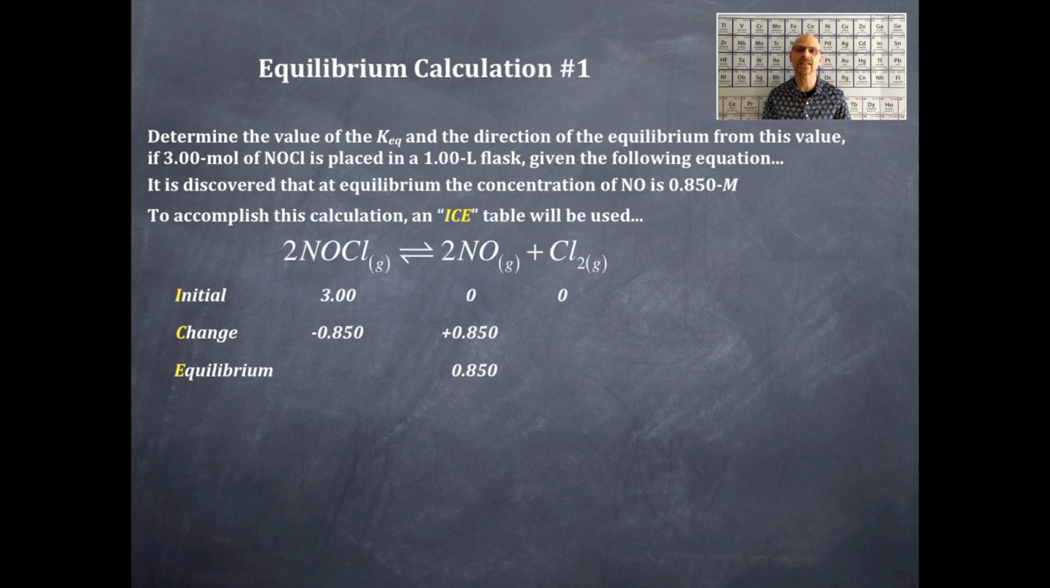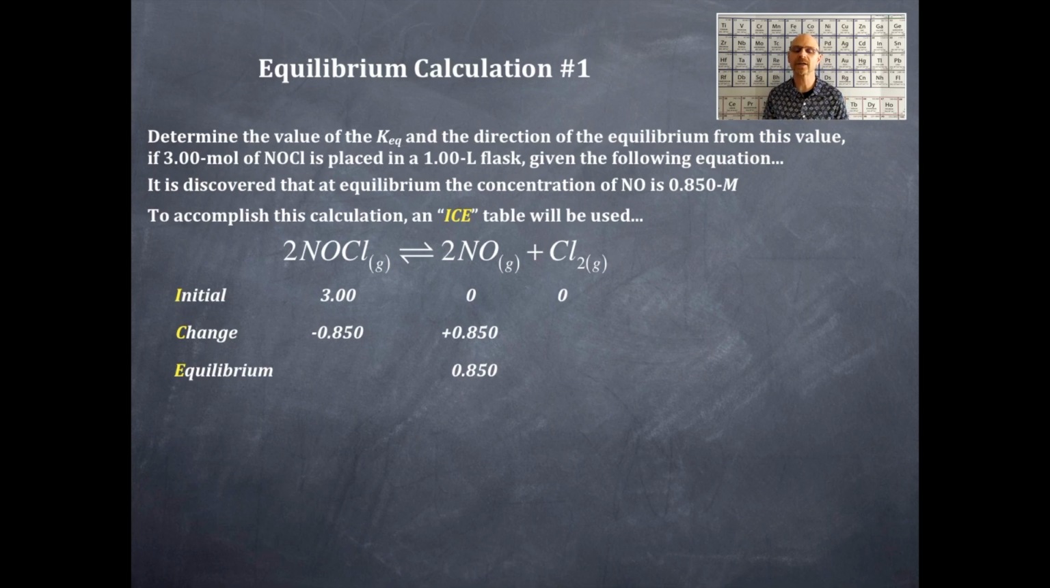That subtraction sign lets me know that initially I had 3 molar of it, and it's going to have to decrease in concentration. Since it's a reactant, it will decrease, and the products will be produced. That's why it's a plus sign on the product side and a minus sign on the reactant side. Now I'm going to add up the 3 molar and the minus 0.850 molar. And then I'm also going to figure out what goes in the Cl2 column for the change.